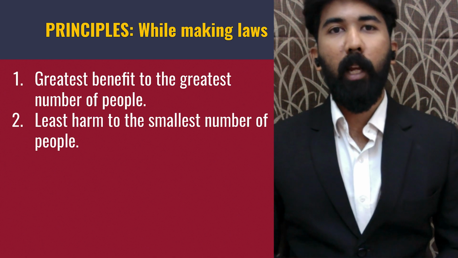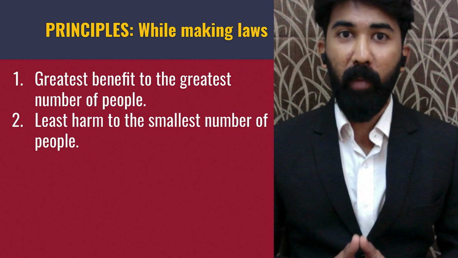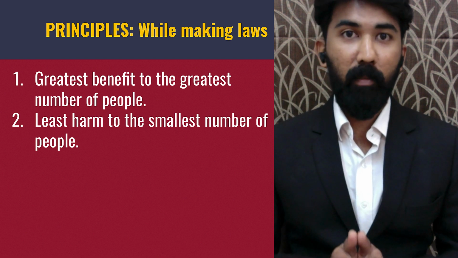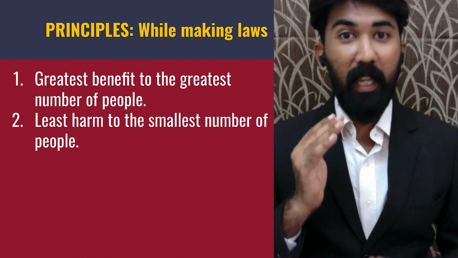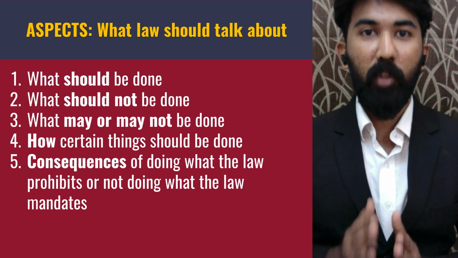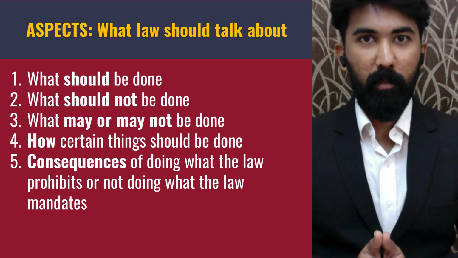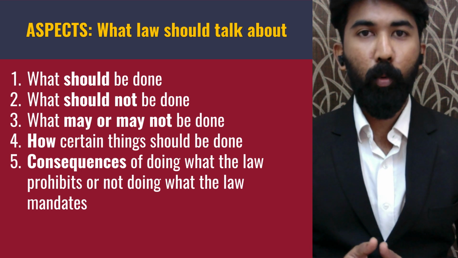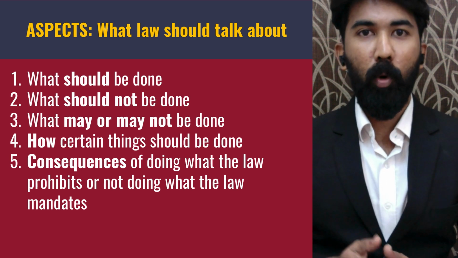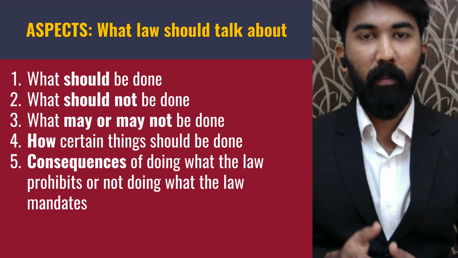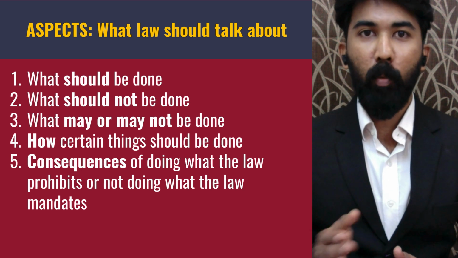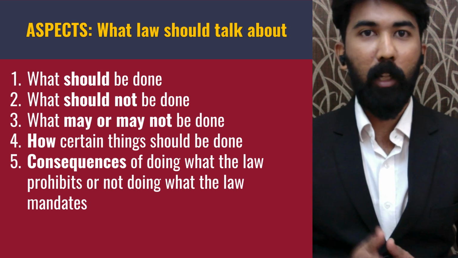Okay? Alright. So there are two broad principles that our legislators should keep in mind while drafting laws. One, it should provide the greatest benefit to the greatest number of people, and two, it should cause the least harm to the smallest number of people. And there are 5 aspects that generally law talks about. 1. What should be done, and 2. What should not be done. 3. What may be done or may not be done. 4. How certain things are to be done. And 5. The consequences of doing what the law prohibits and not doing what the law mandates. So these are the 5 key aspects that all laws talk about.